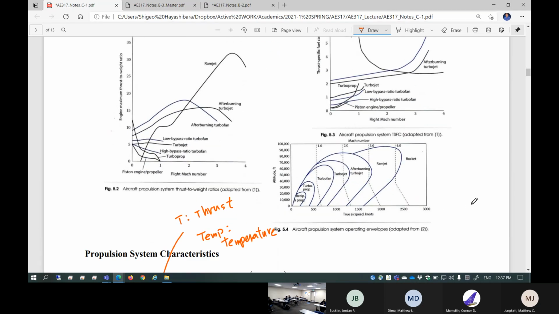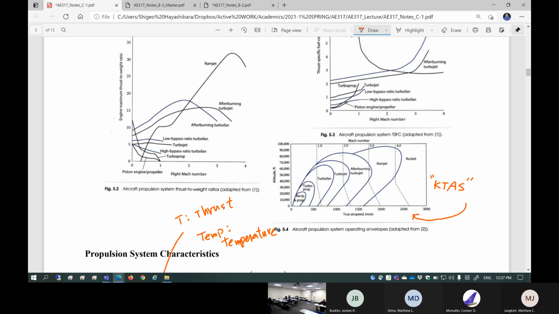The other one is the flight envelope. So this is a plot of true airspeed in knots. By the way, true airspeed in knots is KTAS. KTAS. This is knots in true airspeed.